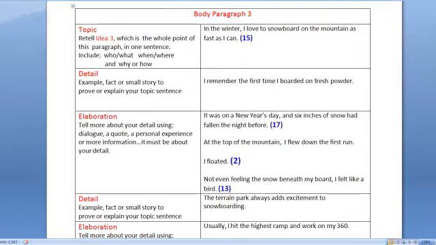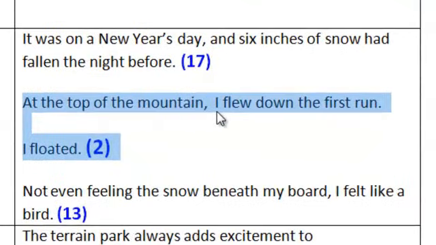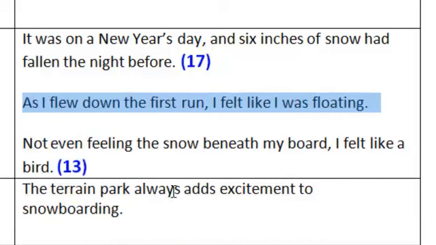Here in body paragraph 3, I've noted how long each of my sentences are so you can see what I'm talking about. Up here I have a 15-word sentence, down here a 17-word sentence, and down here a 13-word sentence. These two sentences used to be combined into one sentence. Not sure if you remember that, but let me show you. This is what that sentence used to say. As I flew down the first run, I felt like I was floating.